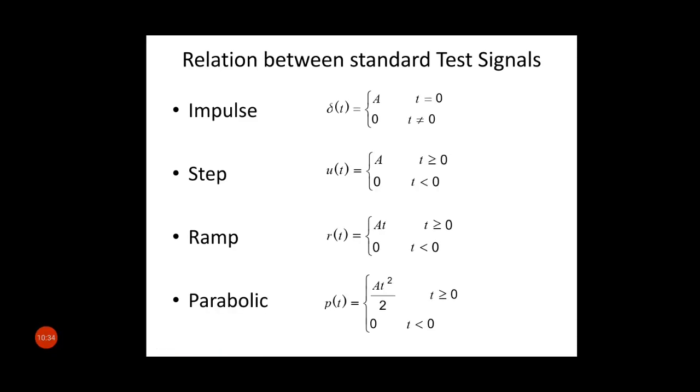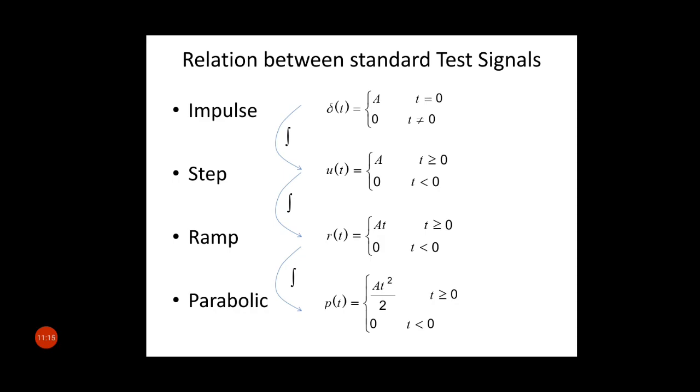Now coming to the relation between standard test signals. We know impulse is nothing but del of t. If we consider integration of del of t, then we get u of t. So integration of del of t is always equivalent to u of t, and if we integrate u of t, then we get r of t, and if we consider the integration of r of t, then we get p of t.